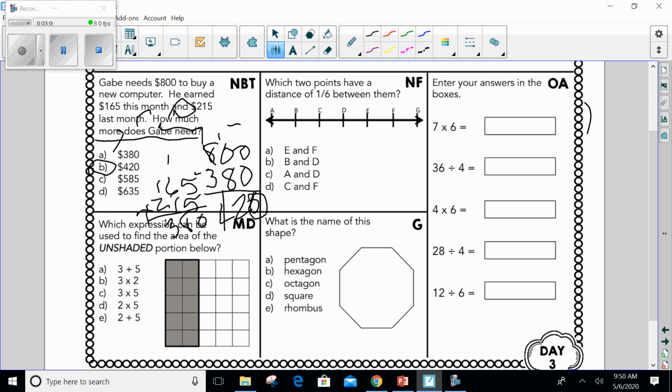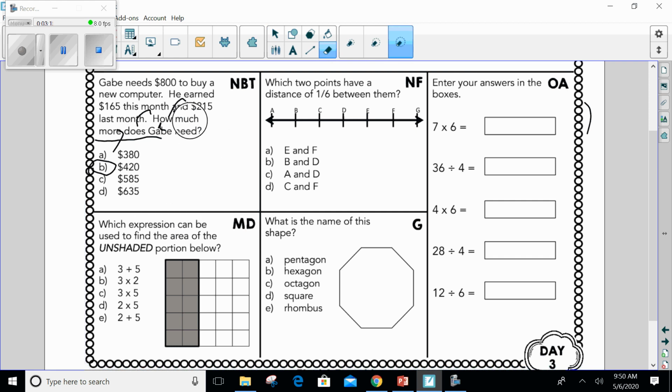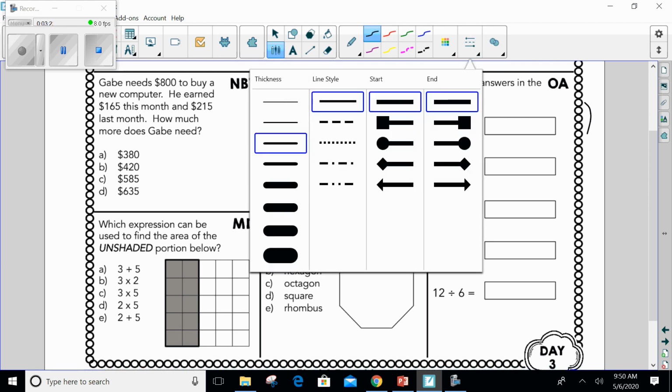All right, now I'm going to erase this real quick because I don't have much room for anything else. Okay, here we go.